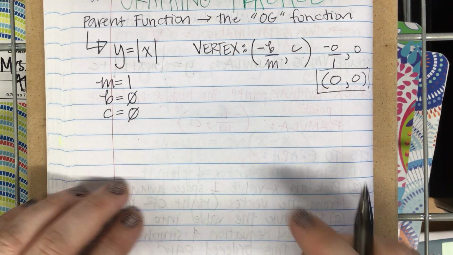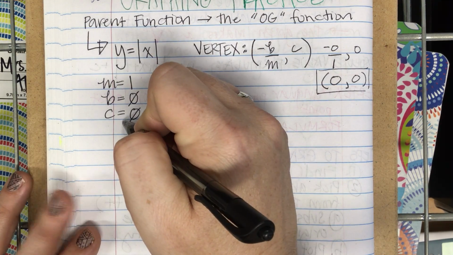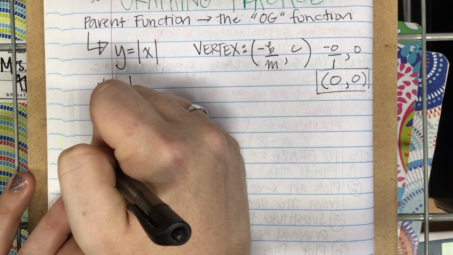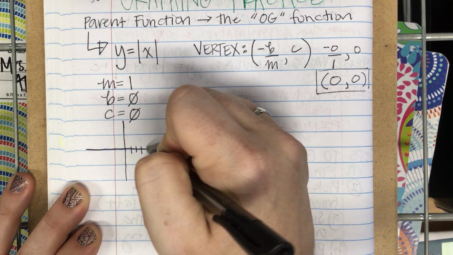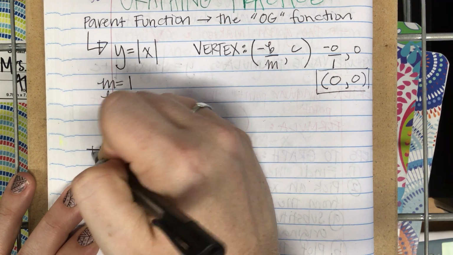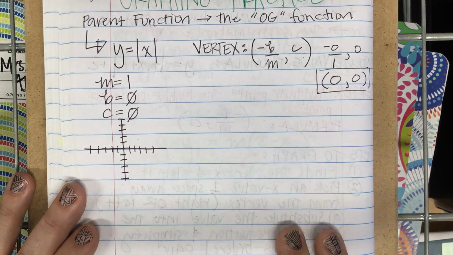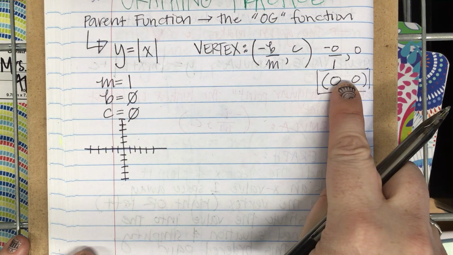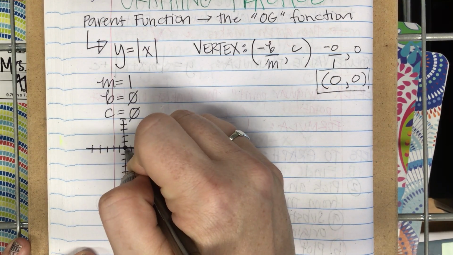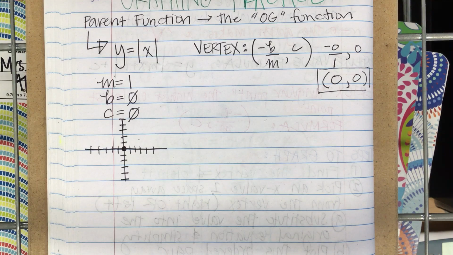So let's graph it. Underneath this guy right here, we're going to draw a graph. I'm going to go 5 and 5. 1, 2, 3, 4, 5. And my vertex, 0, 0, right there. Step number 1, find the vertex, plot it. Done? Find the vertex using that formula, plot it.